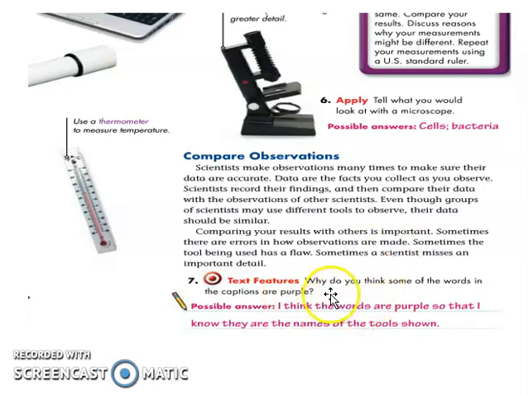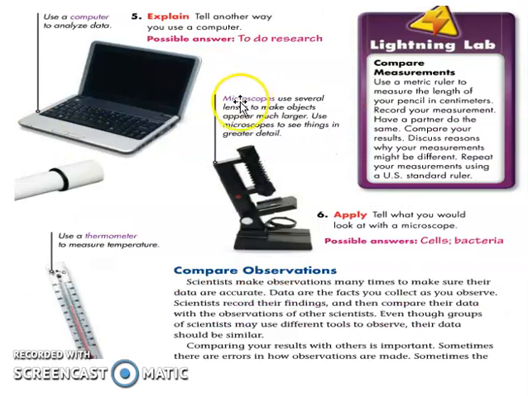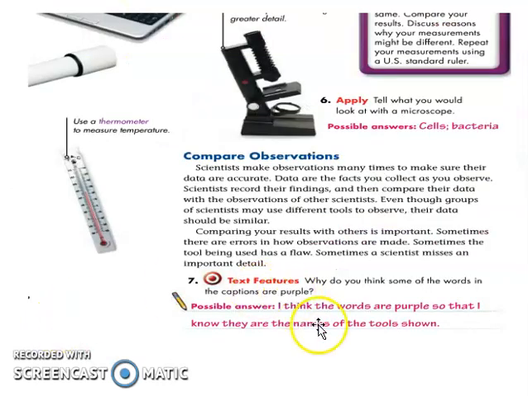In number 7, why do you think some of the words in your book are colored purple? Why is the word thermometer here colored purple? Why is the word microscope here colored purple? Why is the word computer here colored purple? The possible answer: I think the words are purple so that I know that that is the name of the tool shown. That's why, girls, highlighting a word is very important so that you know the things that you can focus on at the same time. You can easily see the meaning and definition of the words.